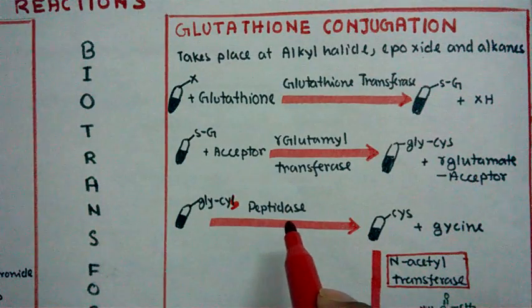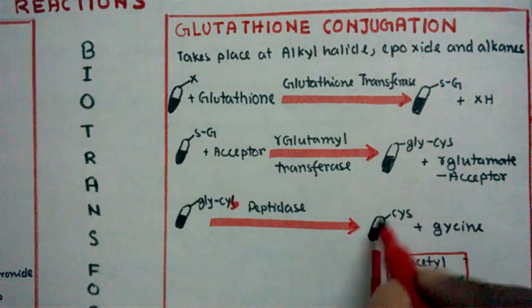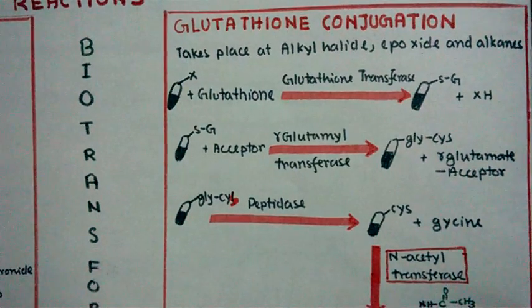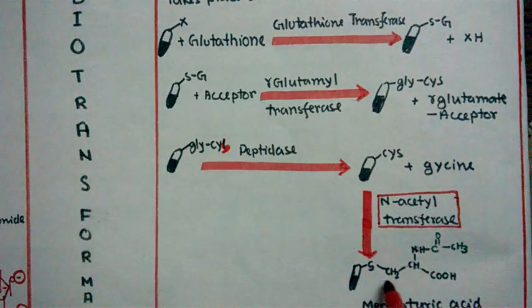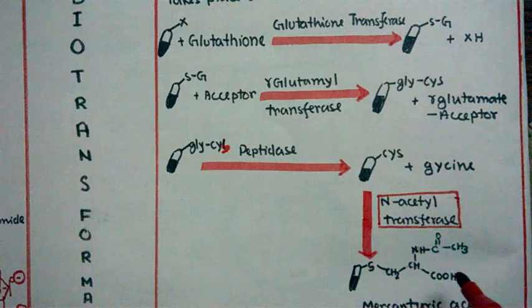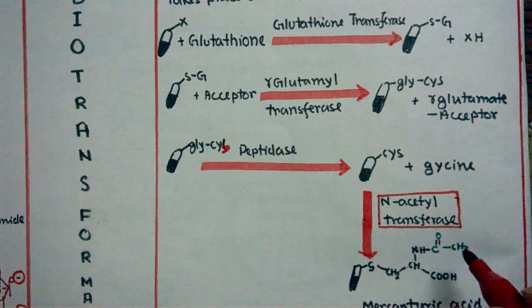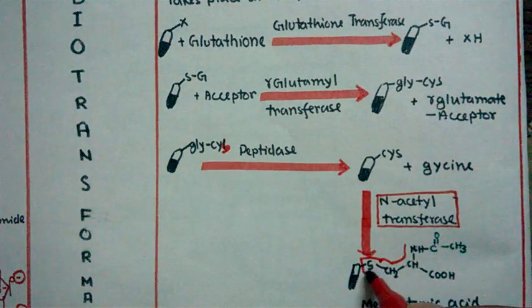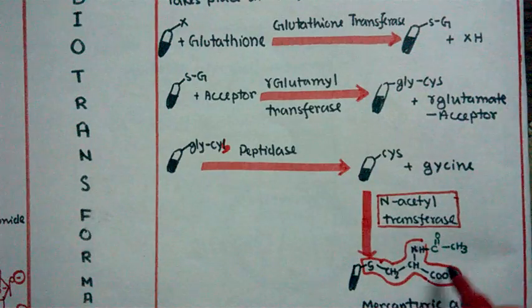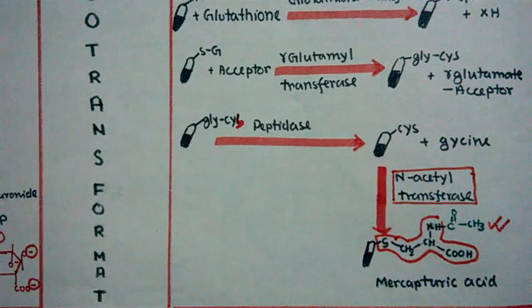This glycinyl cysteine conjugate of the drug is further processed by a peptidase, where the glycine is removed and only a cysteine group is present. And after that, N-acetyl transferase transfers an acetyl group. So here you can see this is the basic cysteine, and after that N-acetyl transferase transferred the acetyl group, and what you can see now is the mercapturic acid, and mercapturic acid is highly soluble. So here you can see it is a cysteine group to which an acetyl group is added, and so it became mercapturic acid, and mercapturic acid is soluble. It could be excreted easily.